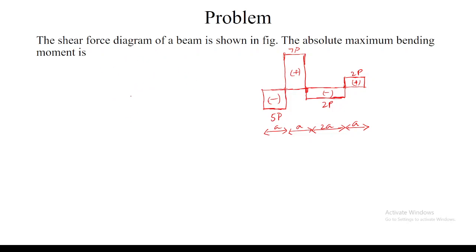Can you work out and come up with the answer for the absolute maximum bending moment for this shear force diagram of a beam? Let us say this is point A, this is point B, this is point C, this is point D, and this is point E.